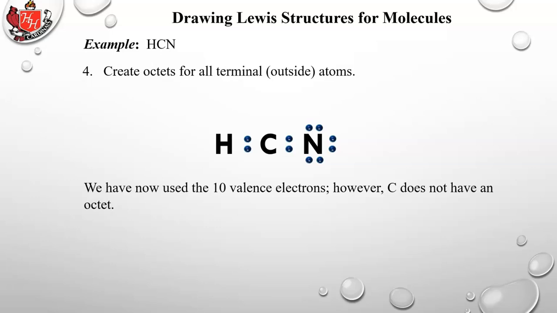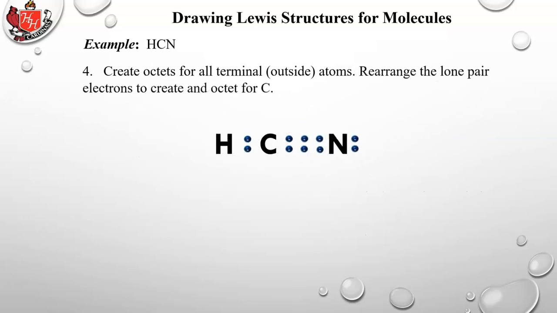However, carbon does not have an octet. So how do we give carbon an octet? First you want to establish the number of electrons as 10. Now you've got to arrange them so that everybody has an octet. So we're going to rearrange the lone pairs to create an octet for C. And there we go. We do that by creating a triple bond between carbon and nitrogen. So now every atom there has an octet.